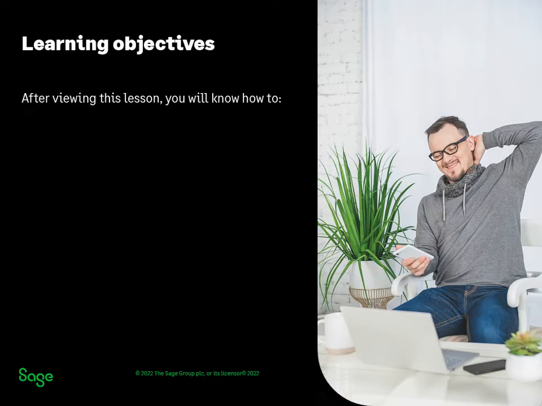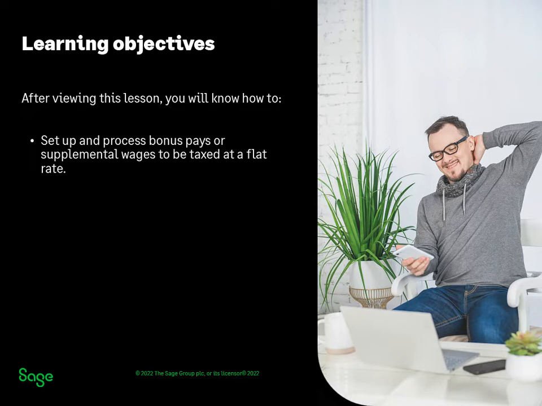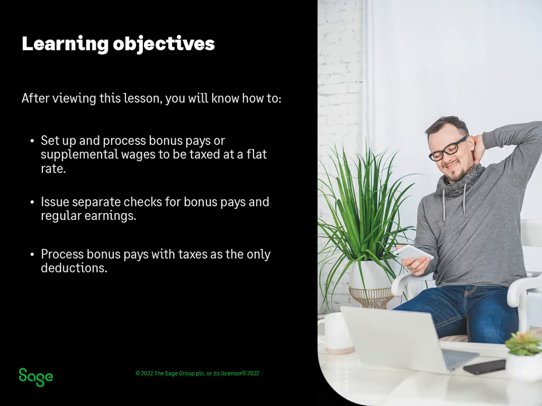When the lesson is over, you should be able to set up alternative withholding rates for tax calculations on supplemental wages, produce a separate check for an employee's bonus pay, and process the pay by withholding taxes only and nothing else.